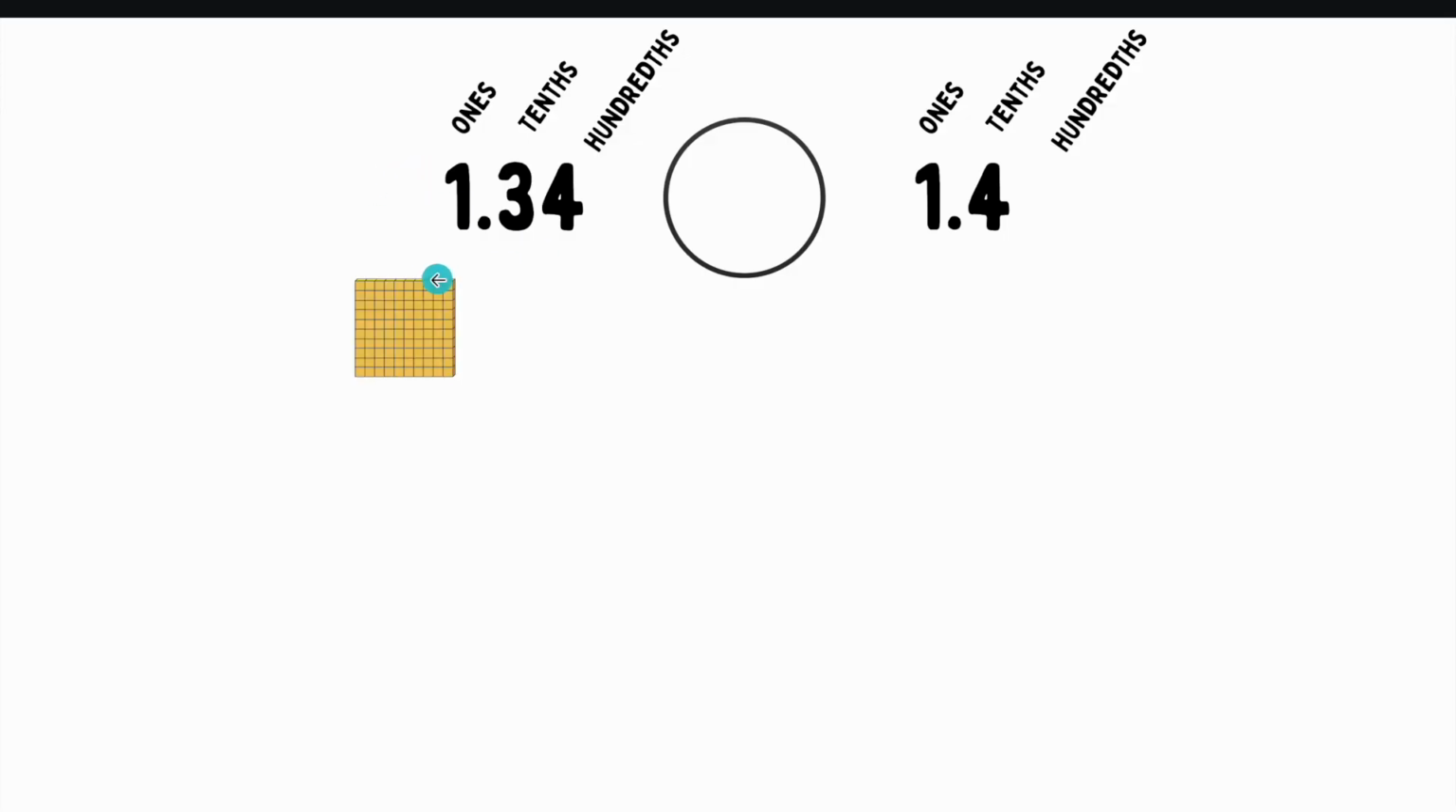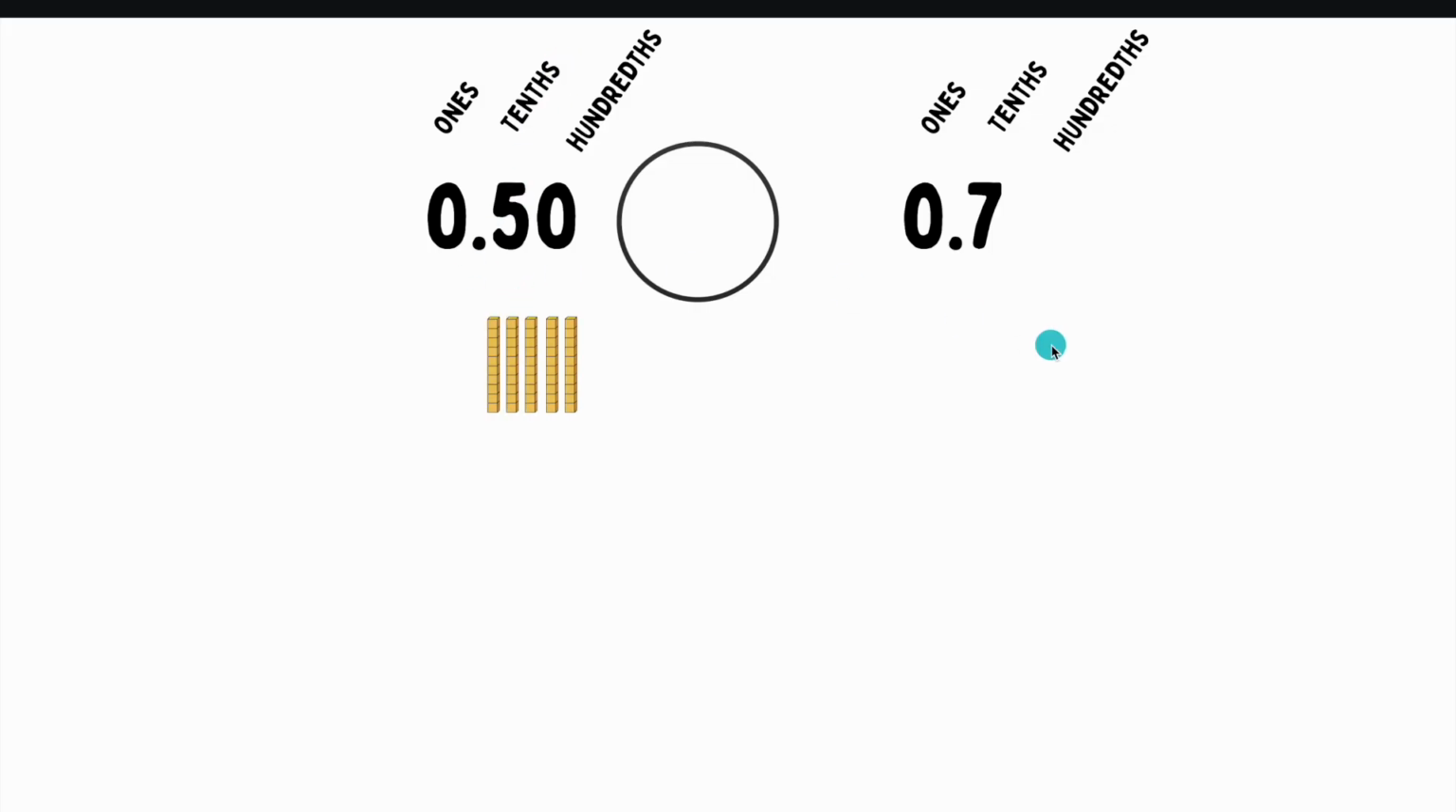Let's compare 1 and 34 hundredths to 1 and 4 tenths. Let's create a model. We have 1 whole, 3 tenths, and 4 hundredths. Here we have 1 and 4 tenths. We notice they both have a 1 in the ones place. Here we have 3 tenths versus 4 tenths. We know that 4 tenths is greater than 3 tenths.